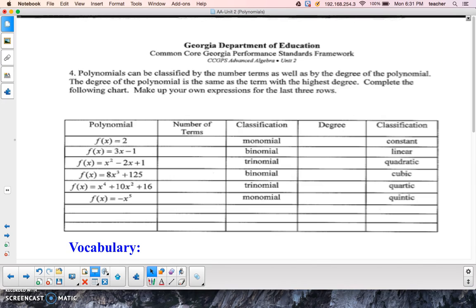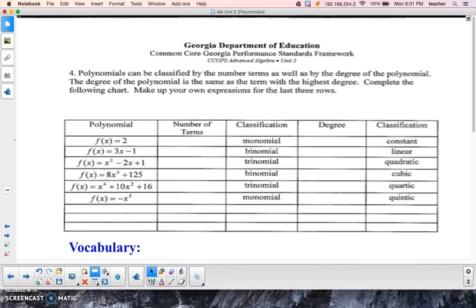If we look at this first polynomial, there is just one term, 2, and we call that a monomial. 2 terms is a binomial. In this case, it happens to be linear. 3 terms is a trinomial. In this case, it happens to be quadratic, but a trinomial does not have to be quadratic, just like a binomial doesn't have to be linear. These are only examples. The number of terms determines the classification.